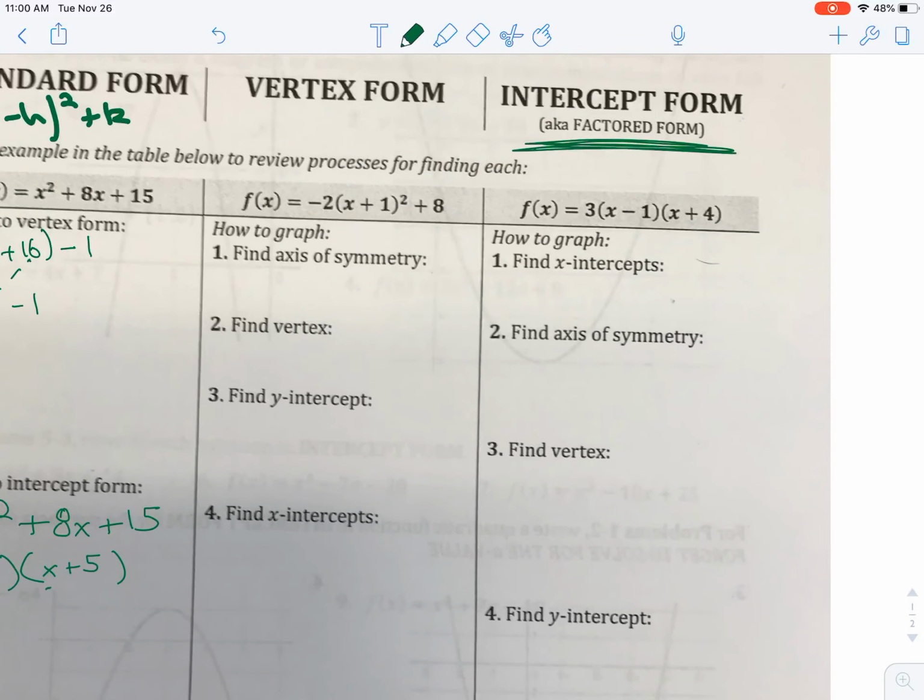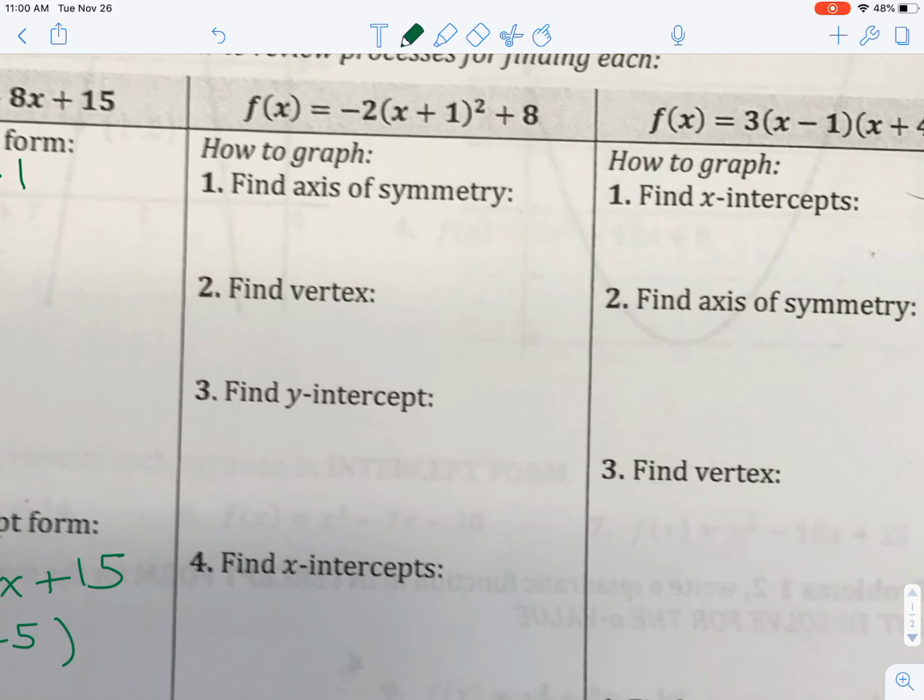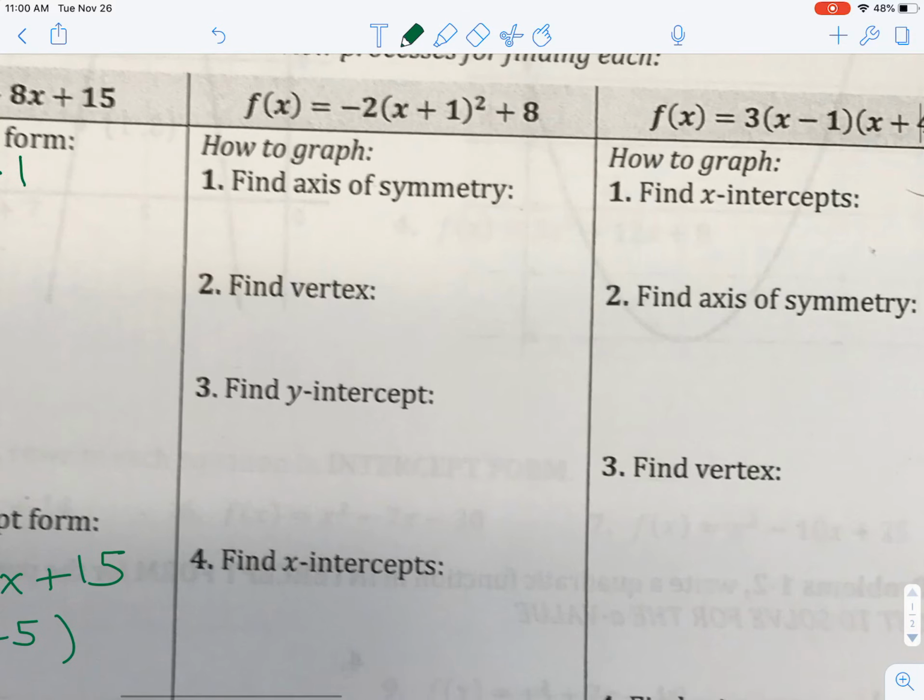All right, 2. Find the axis of symmetry. 2, find the vertex. Let's do the vertex first. The vertex would be -1, 8, because it's the opposite of that, right? Okay, the axis of symmetry, remember that's the line that goes up the middle of the parabola. It goes right up the vertex. Well, we know the vertex now. That's why I did the vertex first. And this line would be at x equals whatever this is, -1.